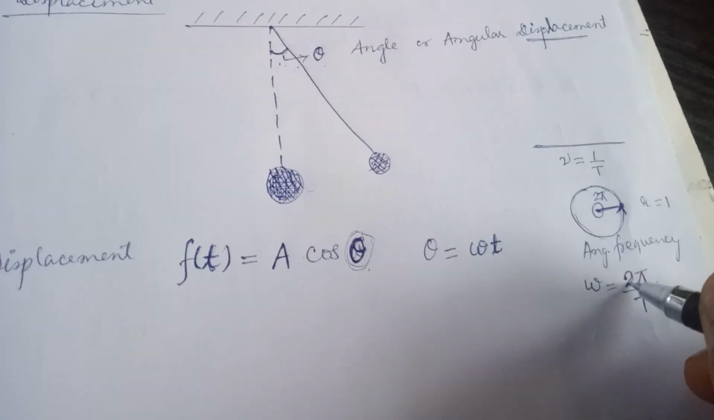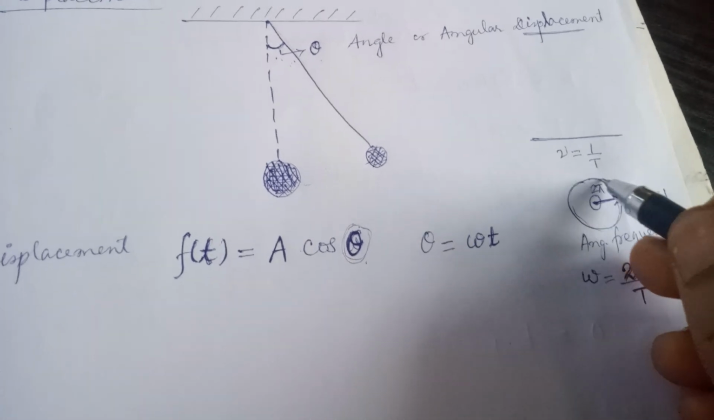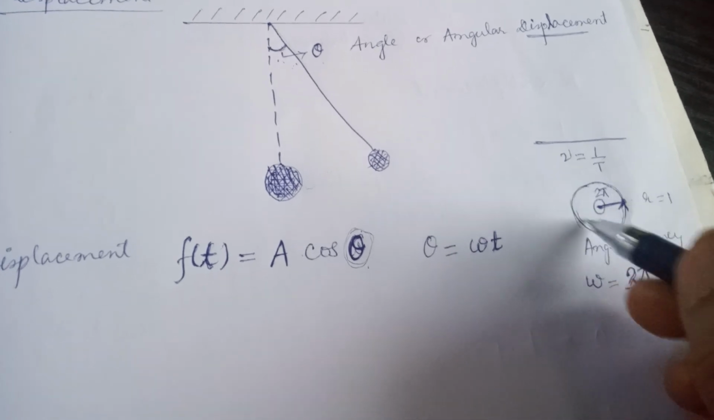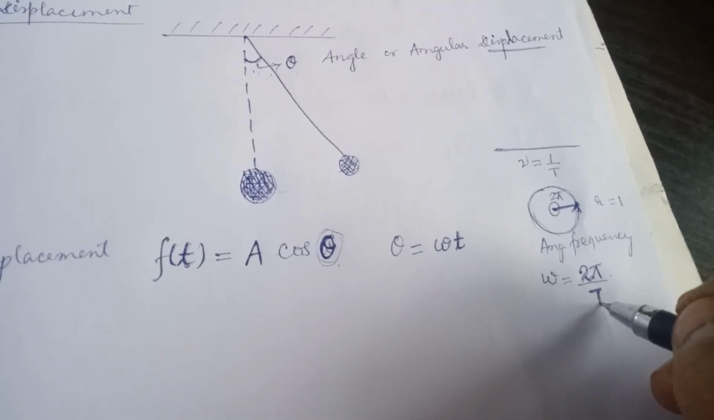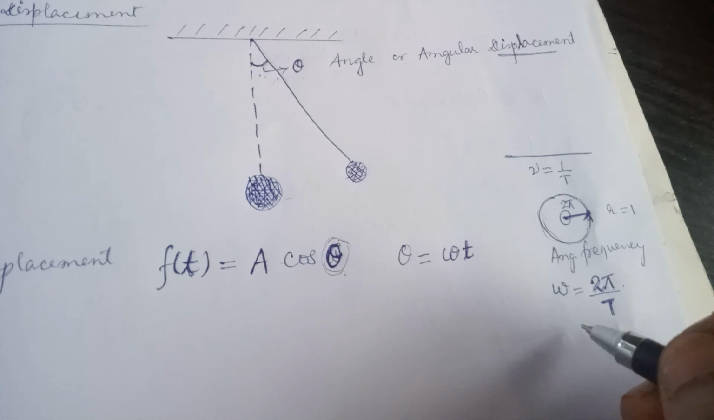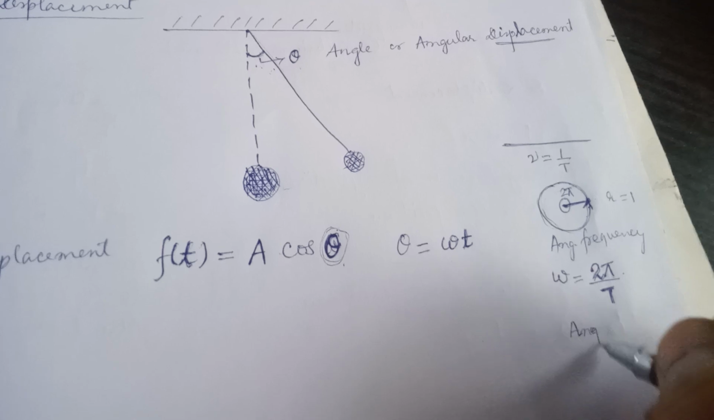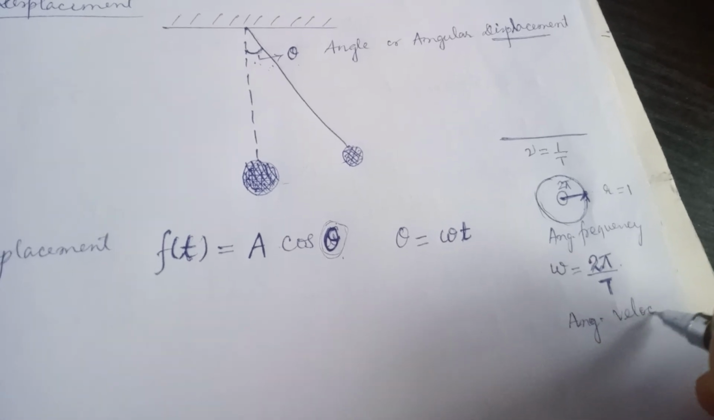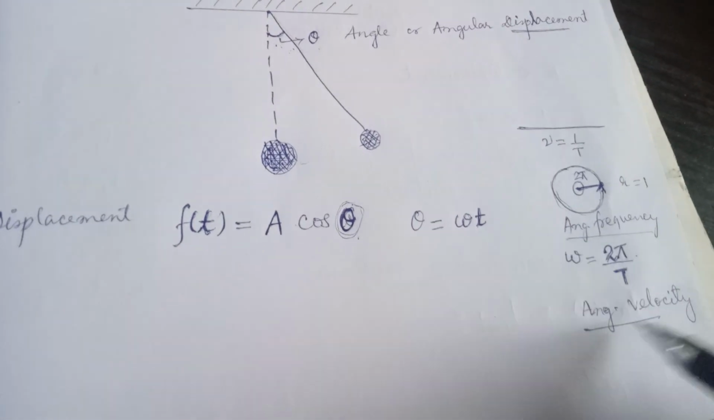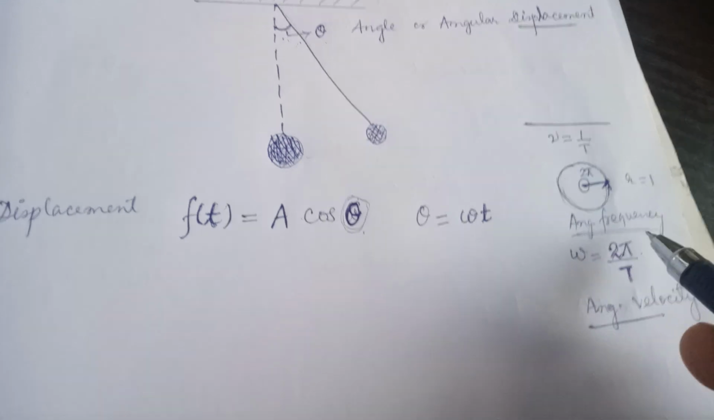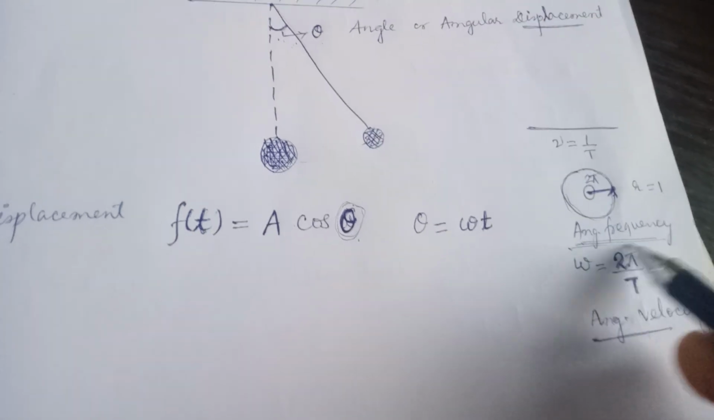Therefore, displacement is twice pi by what is T? T is the time taken by the particle to complete one rotation. So it is twice pi by T. So this angular frequency is sometimes also expressed as angular velocity. Okay, so angular velocity and angular frequency are same. So angular frequency and angular velocity can be expressed in same form.